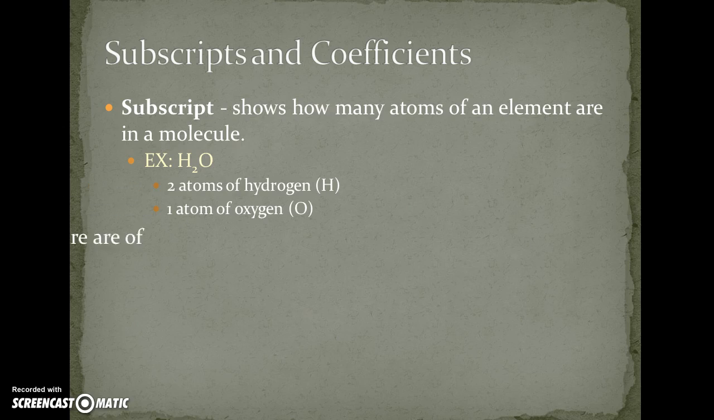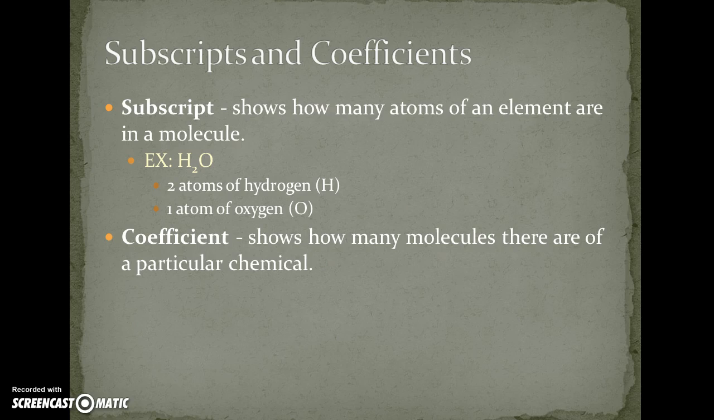A coefficient, on the other hand, shows how many molecules there are of a particular chemical. So if I have 3 H2O, that means that there are 3 water molecules. So I could separate them: 1 H2O, 2 H2O, and 3 H2O. All right, whereas a subscript just means there are 2 hydrogens in the water molecule.